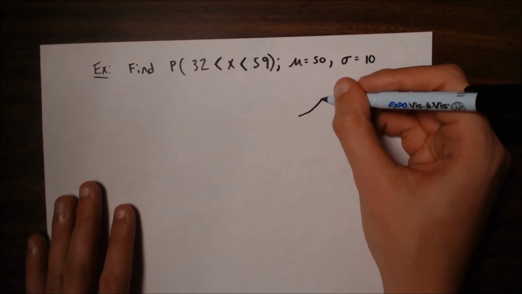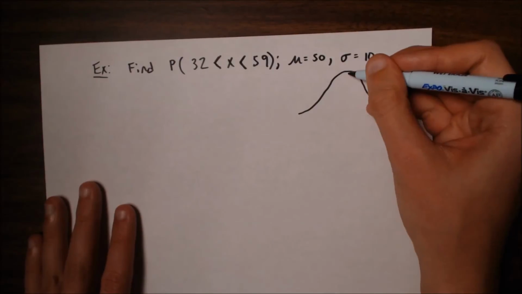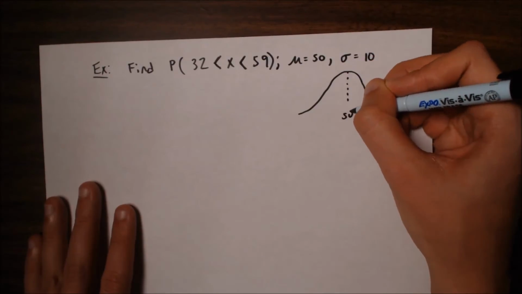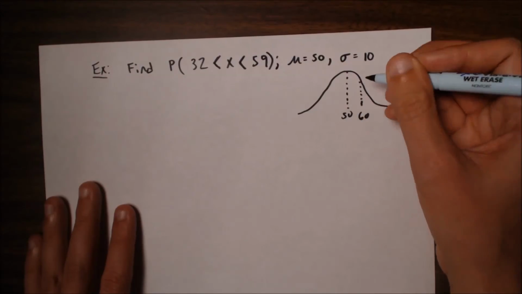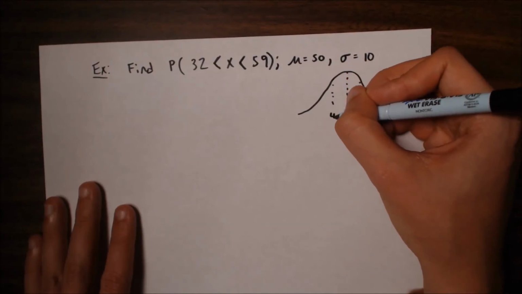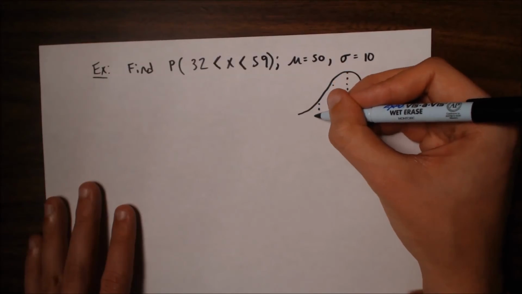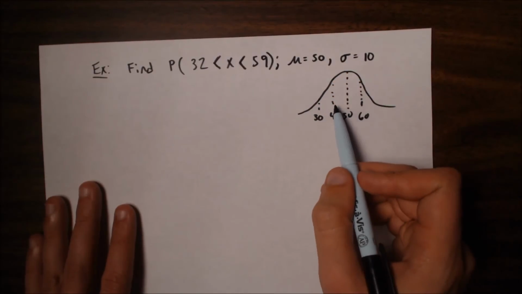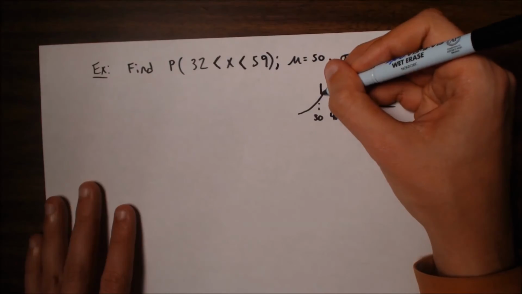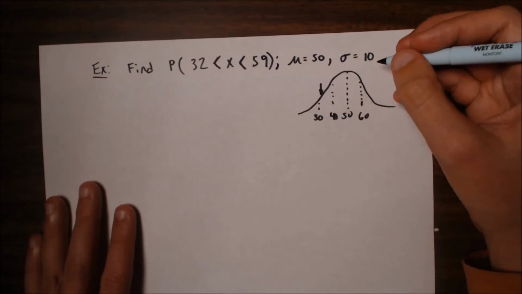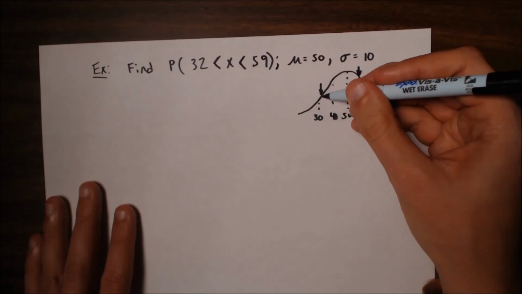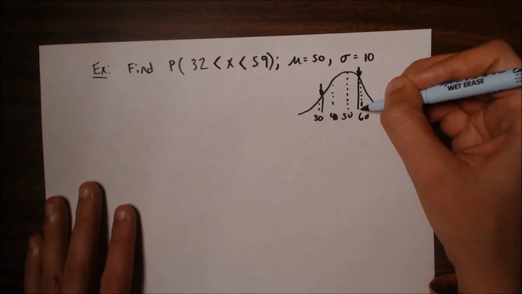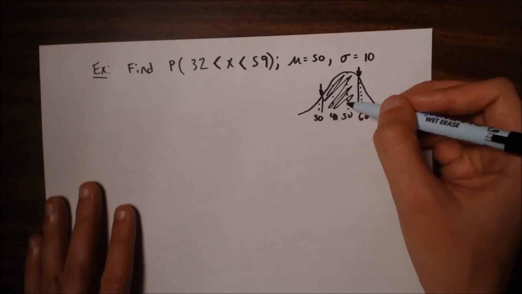If I do a sketch, here's our mean of 50 again. We'll have 60 here. This will be 40. This will be 30. That's far enough. So from 32, which is somewhere around here, up to 59, which is somewhere around here. So what I'm looking for really is everything in between these two. I kind of want to find all of this right here.